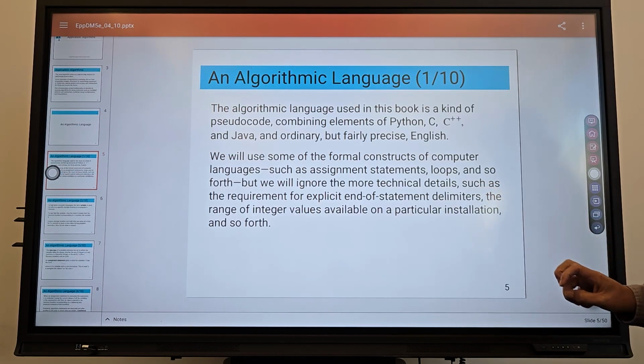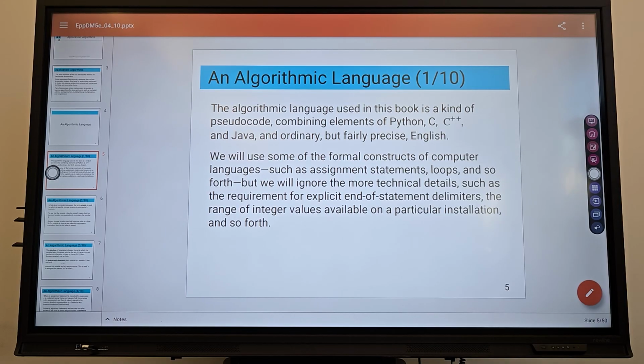An algorithmic language. The algorithmic language used in this book is kind of a pseudocode, combining elements of Python, C, C++, and ordinary but fairly precise English. We will use some of the formal constructs of computer languages, such as assignment statements, loops, and so forth, but we will ignore the more technical details, such as the requirement for explicit end-of-statement delimiters, range of integer values available on a particular installation, and that sort of thing.